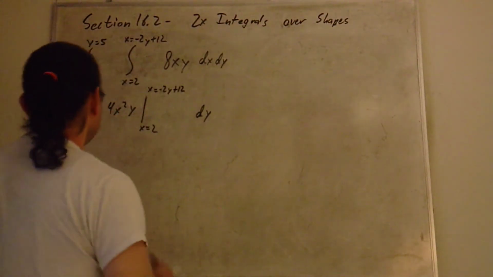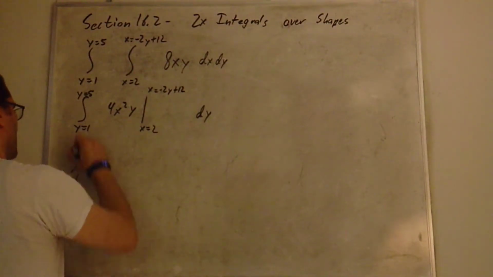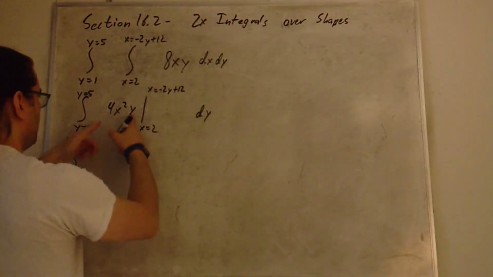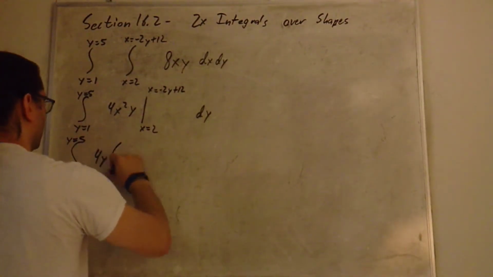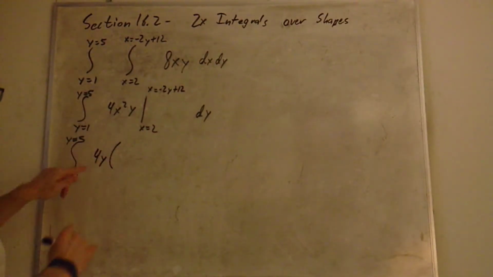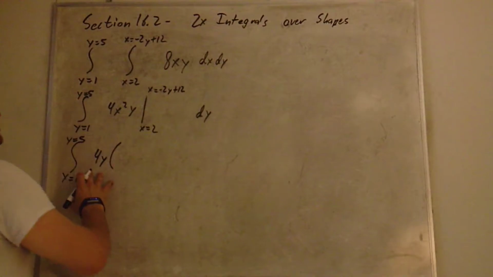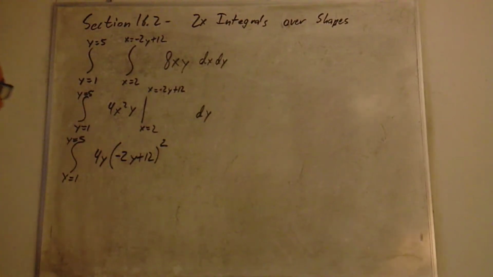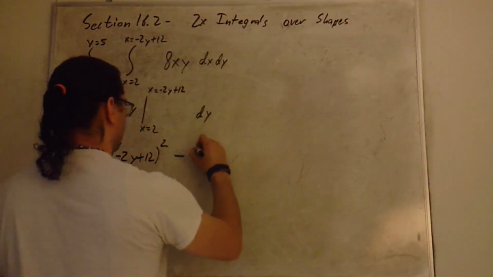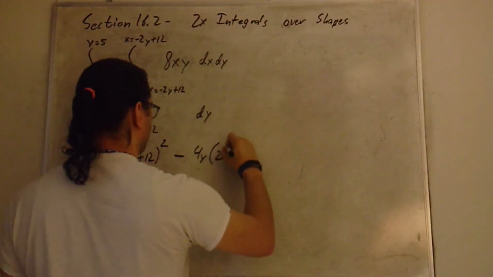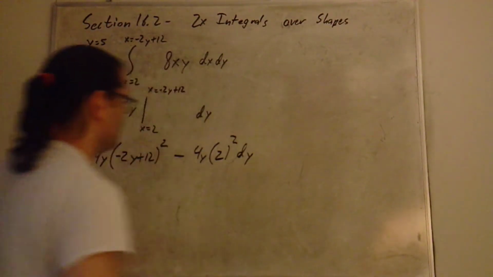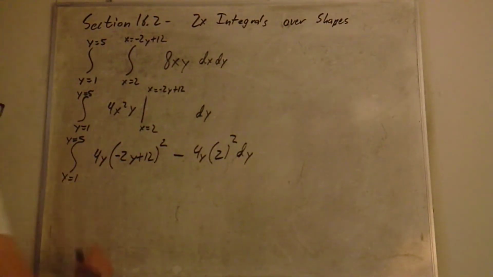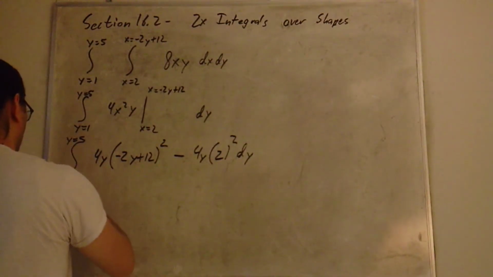So now we evaluate this. The outside integral, y goes from 1 to 5, not changing. That's just going to hang out for a while. I'm going to put the 4 and the y together so that I can just plug these things in for x and not worry about what's in front and what's behind. So I have 4y times negative 2y plus 12 squared, and then I'm subtracting from that 4y times 2 squared. And I still have my dy attached to the back end. I need to evaluate this thing. y is going to go from 1 to 5.